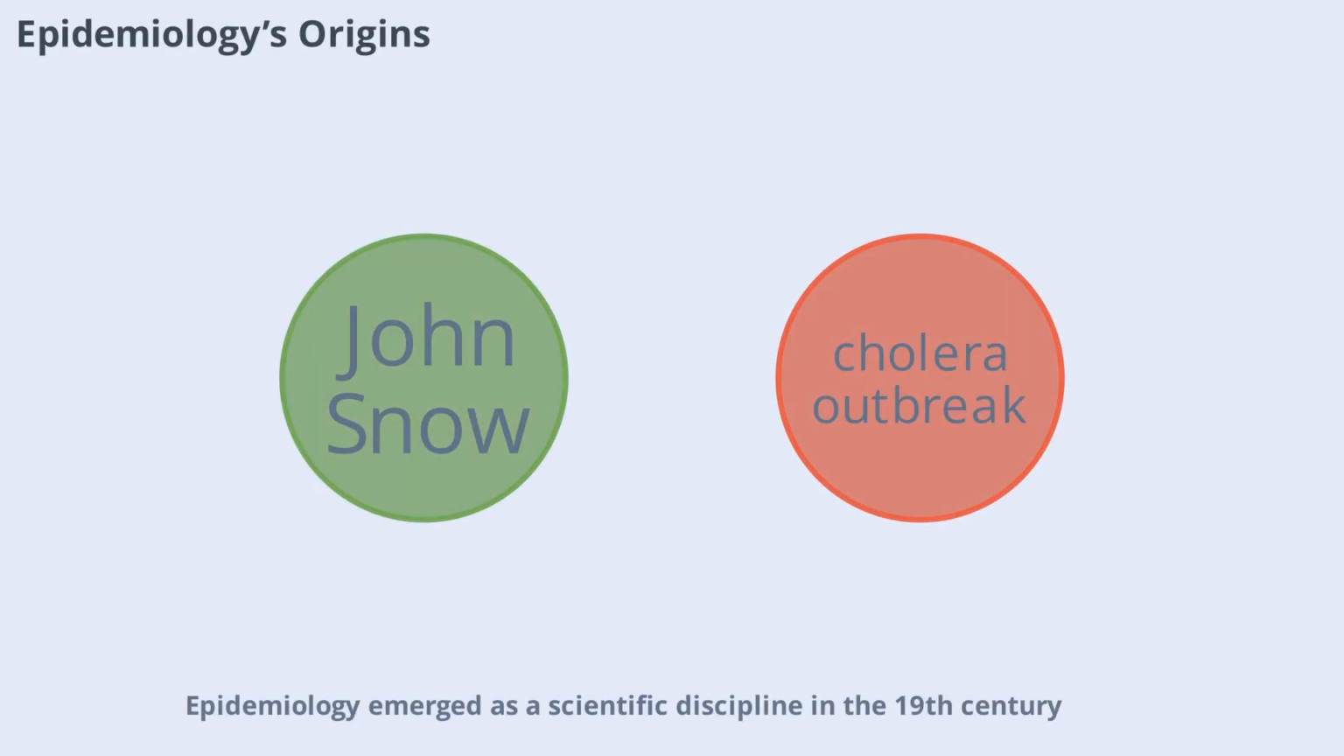Epidemiology emerged as a scientific discipline in the 19th century, with pioneers like John Snow, who famously traced a cholera outbreak in London to a contaminated water pump. This marked a turning point in understanding how diseases spread and how to control them. Since then, epidemiology has grown to include sophisticated statistical methods and technology, allowing researchers to track diseases in real time and respond quickly to new threats. The field continues to evolve, playing a vital role in public health today.